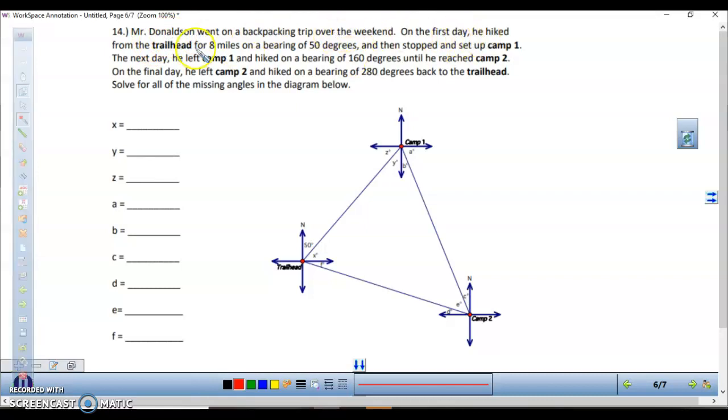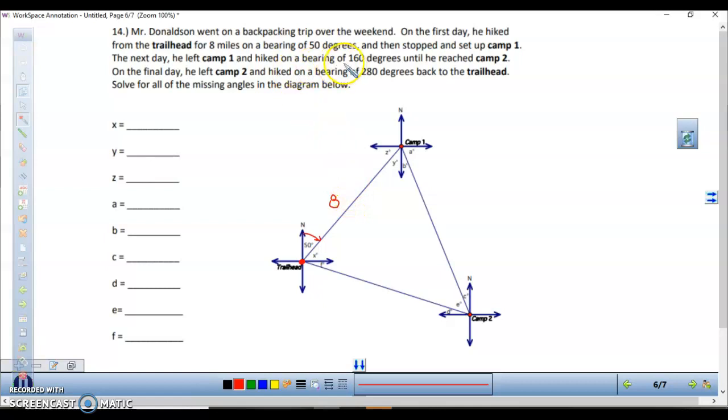On the first day, he hiked from the trailhead for 8 miles. So here's where I start. Notice I put a compass rose wherever I'm located. So I started here, and I hiked for 8 miles on a bearing of 50 degrees. So I'm standing here at the trailhead. My compass is pointing north. I rotate 50 degrees clockwise, and then I start hiking along that bearing for 8 miles.